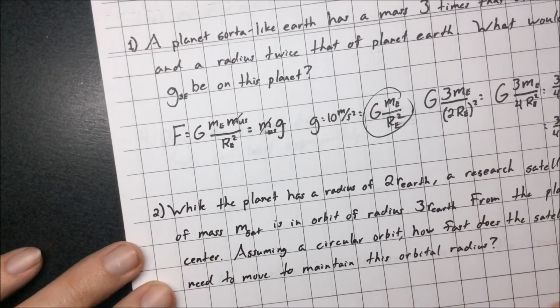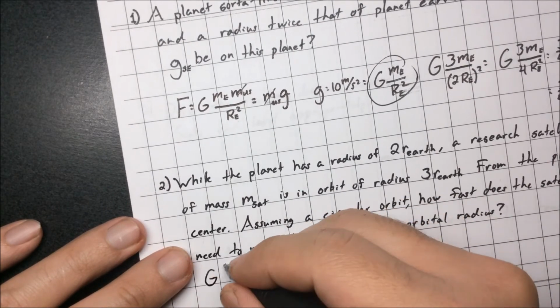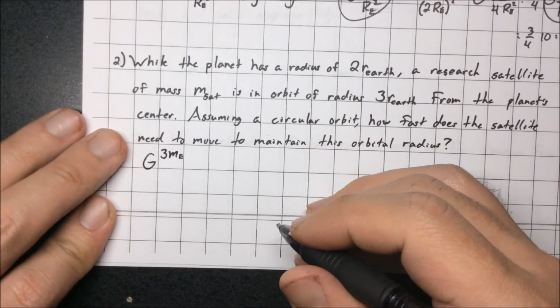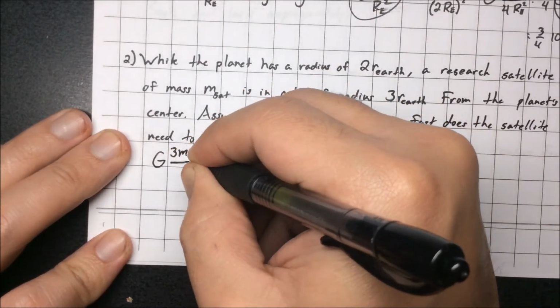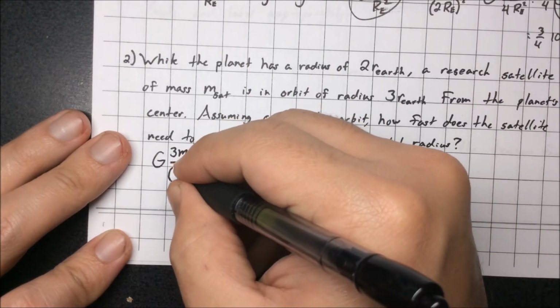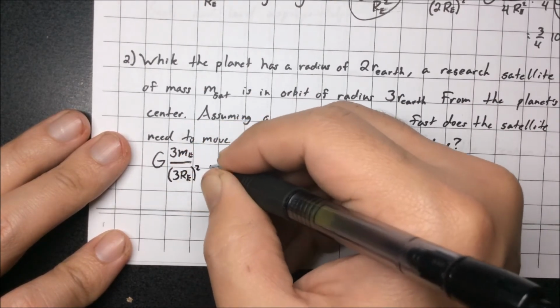So really, we're just going to work that same idea of G, and we have 3 times the mass of the Earth, just like before, but on the radius side, we are not double the radius now. As the problem said, we are actually 3 times the Earth's radius. So I'm going to put a 3 RE there. And we're going to square that.